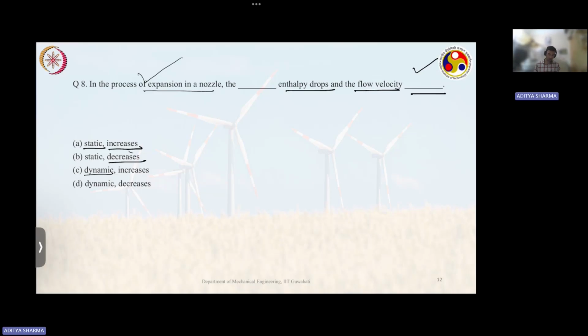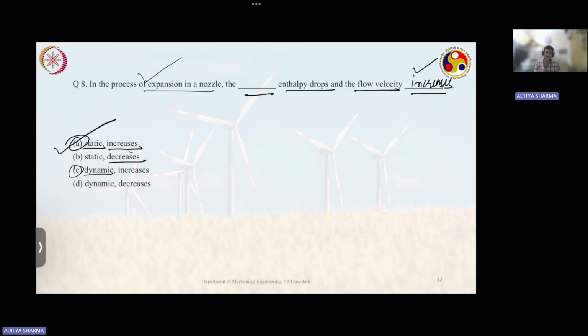So the expansion process leads, as we have discussed, to an increase in flow velocity. So two options are there, this and this. Which enthalpy drops, whether it's dynamic or static? So it's static enthalpy.